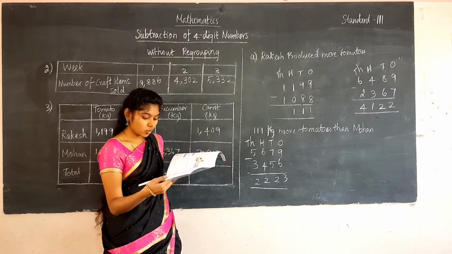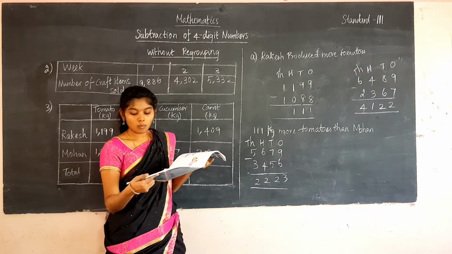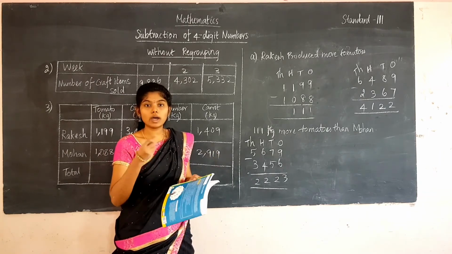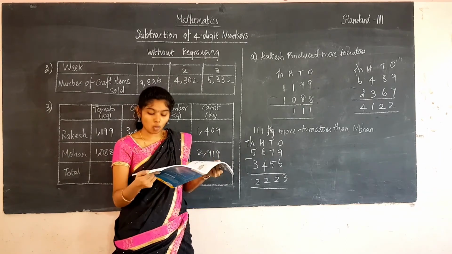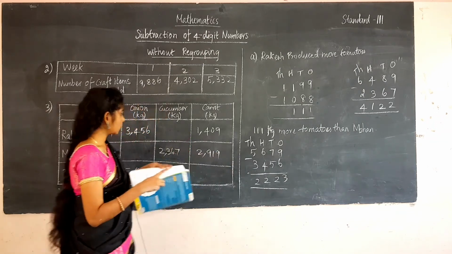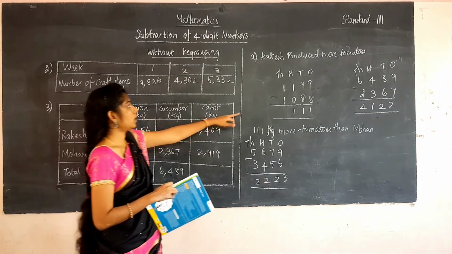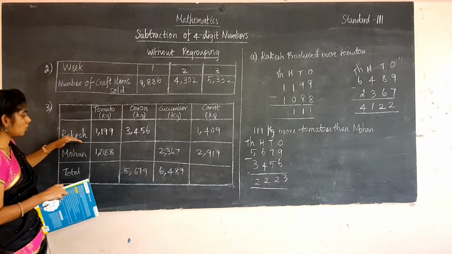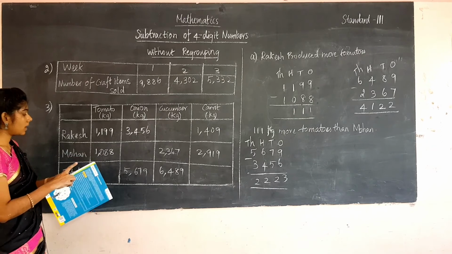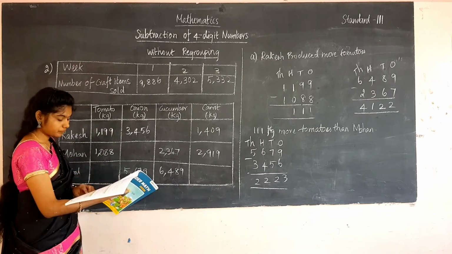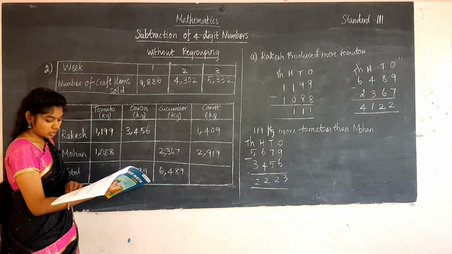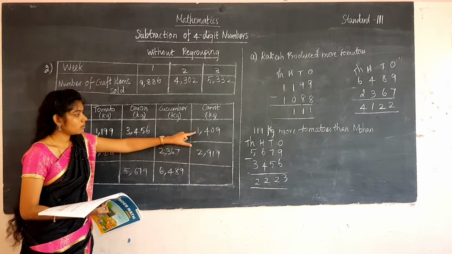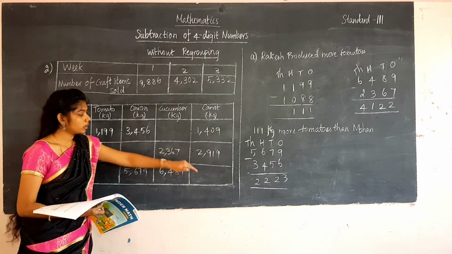And the next one is, who has produced more carrots, Mohan or Rakesh? So here there are two questions: who has produced more, and how much more. As in the first question, we found who produced more tomatoes by subtracting the numbers. Now here also the last question is, who has produced more carrots? Two numbers are given. So you are going to subtract these numbers, then you will get the answer.